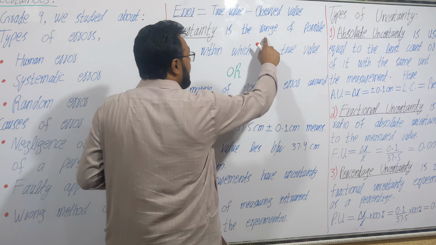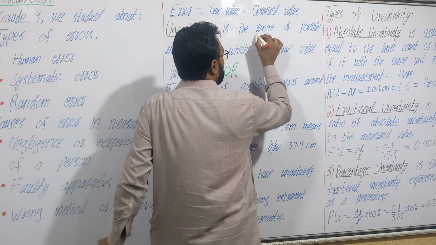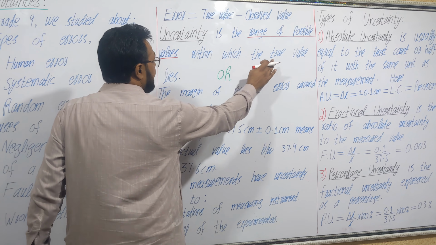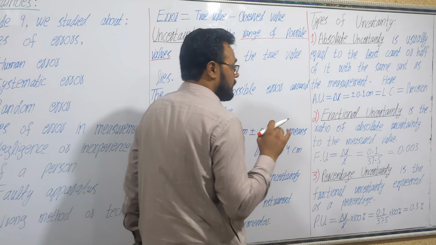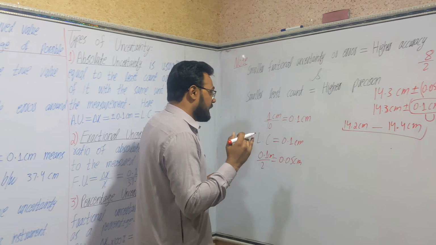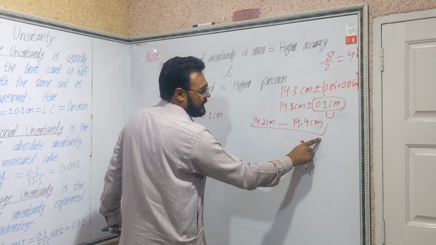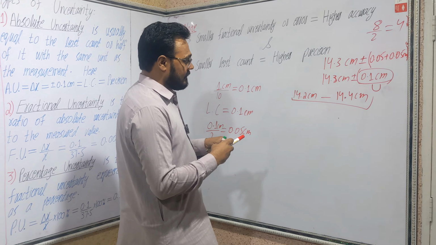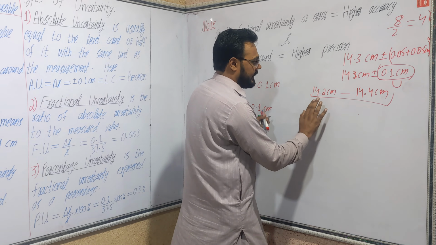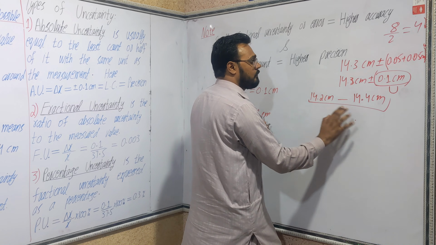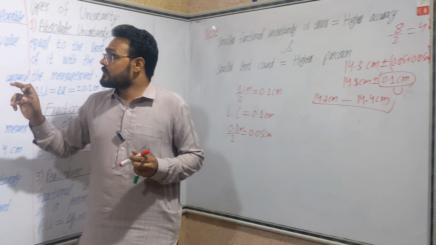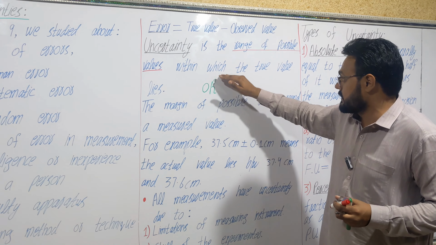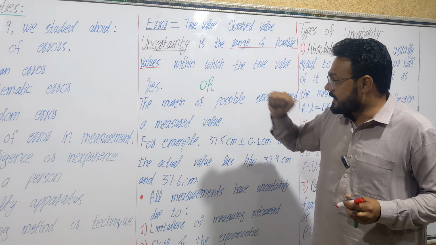Uncertainty is the range of possible values within which the true value lies. It's a range of possible values. The length of this marker is in between. This is the range of possible values. So uncertainty is the range of possible values within which the true value lies.